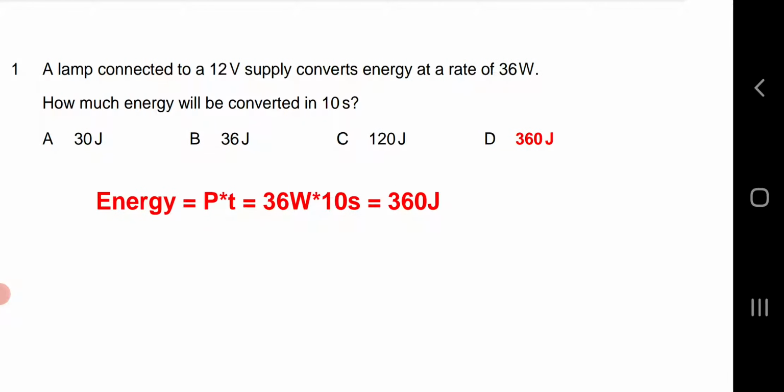Question number 1. A lamp connected to a 12 volt supply converts energy at a rate of 36 watt. How much energy will be converted in 10 seconds? The formula for the energy is power multiplied by the time. The power should be in watt and the time should be in seconds if you want the energy in joules. So 36 watt multiplied by 10 seconds is equal to 360 joules. Option D.